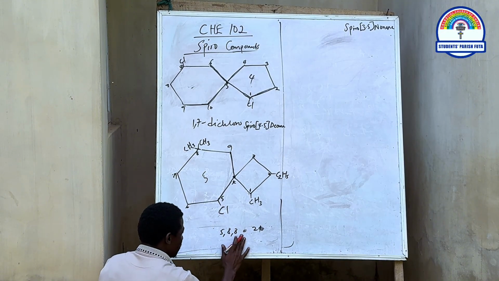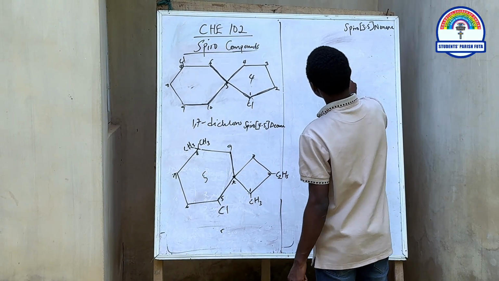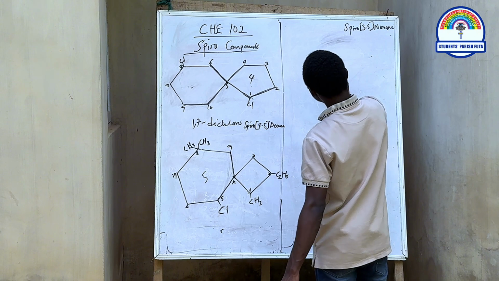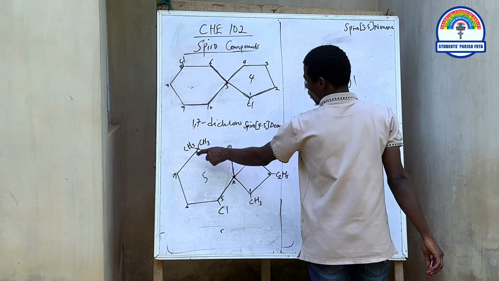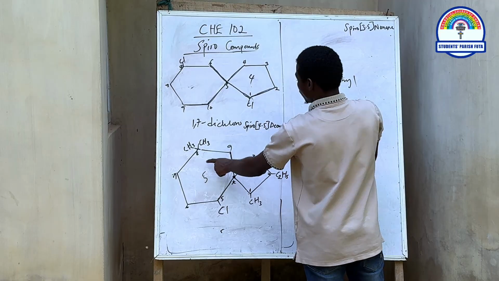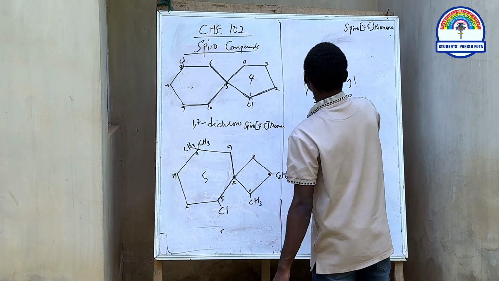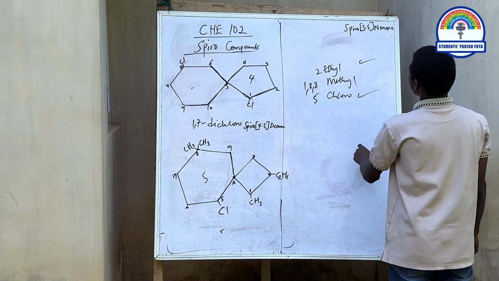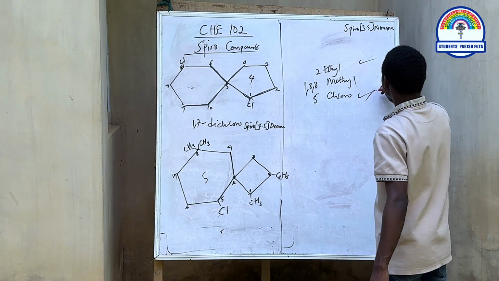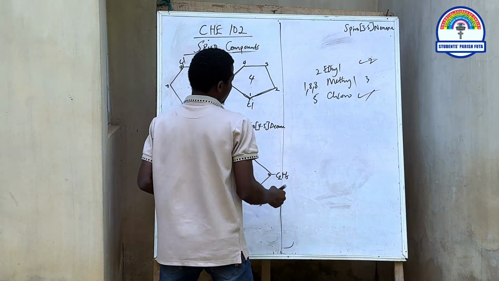So now let's list every substituent we have. We have ethyl on position number 2. We have methyl on position number 1, 8, 8. We have chlorine, that's chloro, on position number 5. So alphabetical order, C comes before E, comes before M. So first one, second one, third one. So now let's name it.